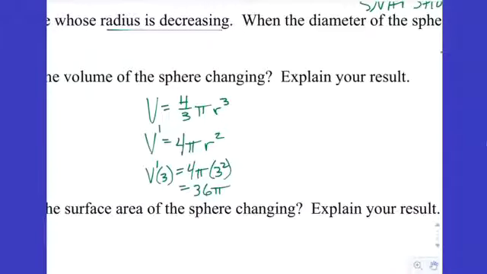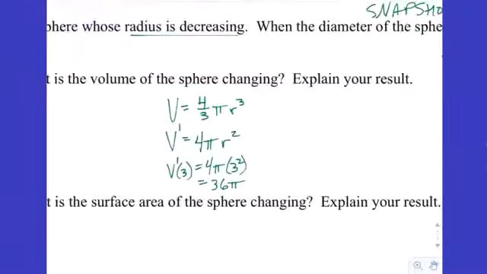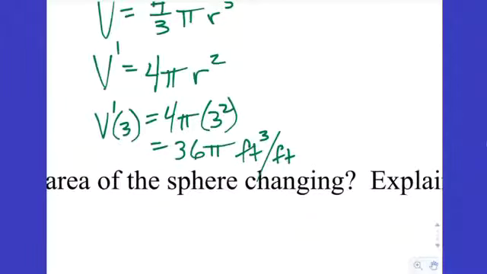Now, what would the units be? Feet cubed, right? It's a rate of change of volume with respect to what? The radius. What do we measure the radius in? Feet. Yeah. So with respect to the radius at this moment, when the radius is 3, the volume is increasing, we could say. The volume is increasing by 36 pi cubic feet per 1 foot.